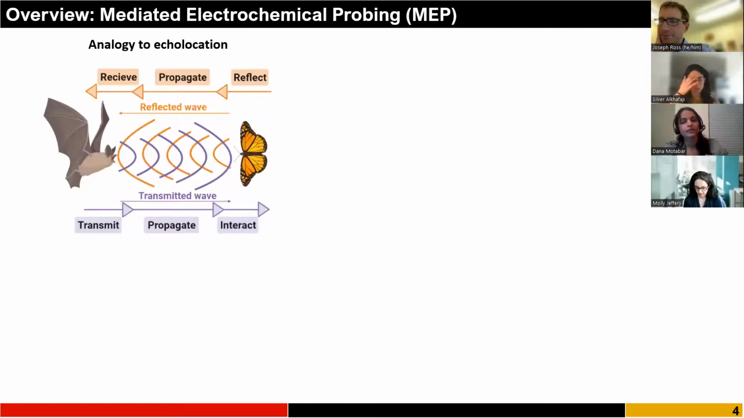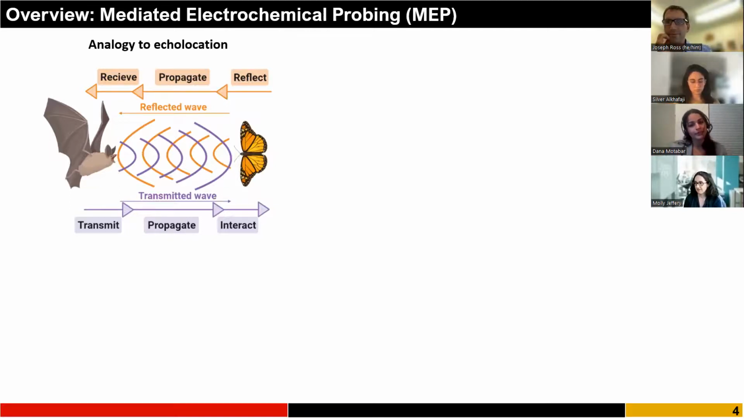So now I'm just going to focus more on the specifics of our approach, which is called mediated electrochemical probing, or MEEP. It's a fun acronym. And how it works is analogous to how bats use sonar to hunt for prey. Namely, they transmit a signal that can then interact with nearby prey, and then that signal is going to be reflected back to the bat, where it can receive and process that information about its local environment.